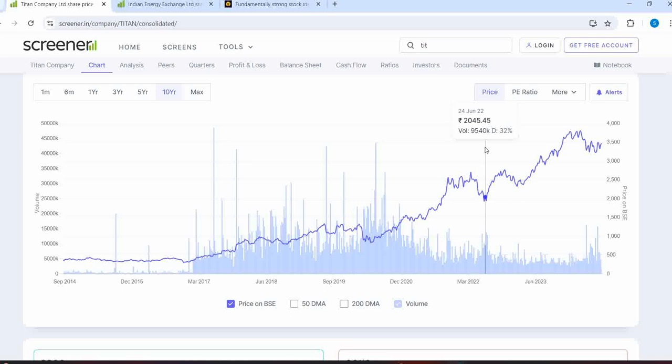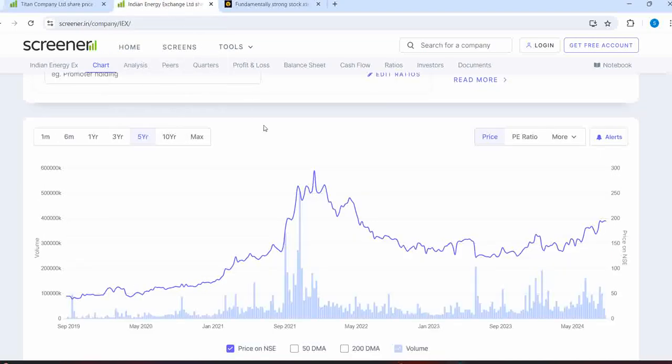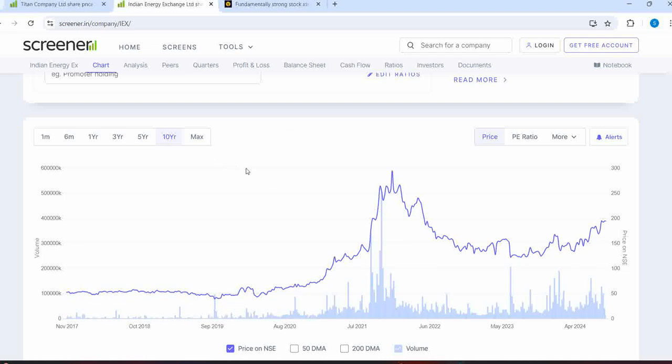Is there any example of a stock that doesn't do this? I just took the example of IEX. These companies are not any suggestion from us because we are not SEBI registered. This is just an example. If you see the 5 year or 10 year chart of IEX, it was very good till here, but then it came down. Now again it is trying to go up.